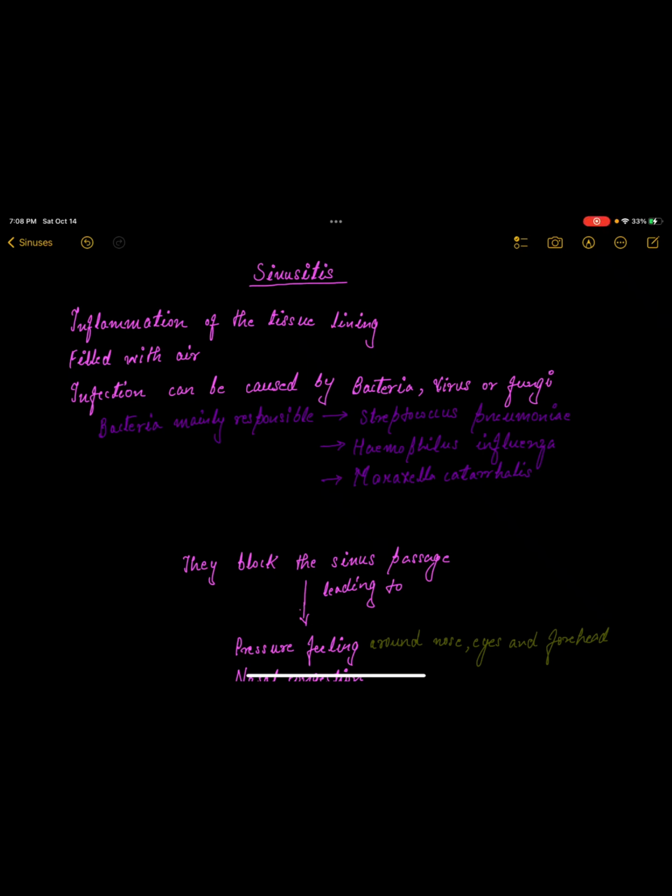So now, what is sinusitis? Sinusitis means there is infection in any of the paranasal sinuses, that is known as sinusitis. Inflammation of the tissue lining in the sinus, and it can be due to bacteria, virus, or fungi, and most commonly due to bacteria. And bacteria like Streptococcus pneumoniae, Haemophilus influenzae, or Moraxella catarrhalis.